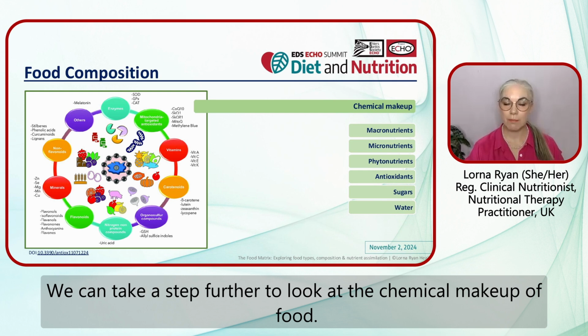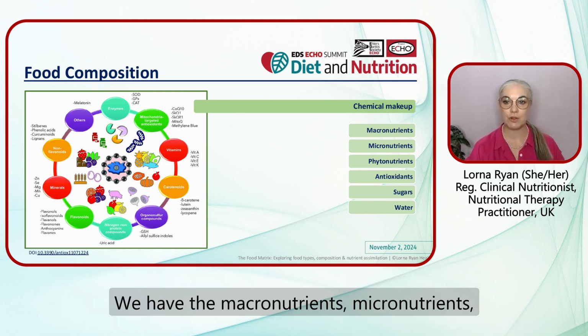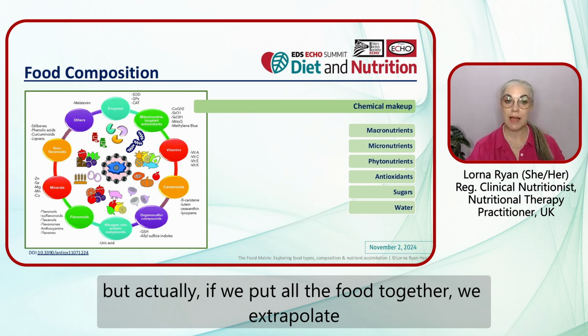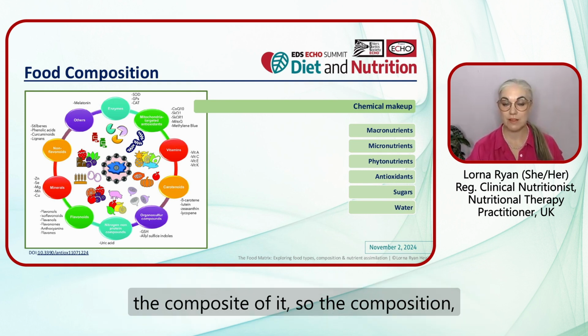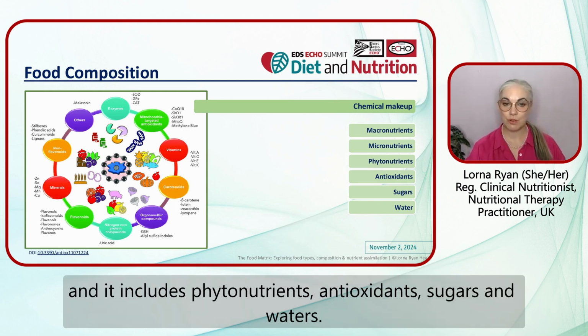We can take a step further to look at the chemical makeup of food. So we have the macronutrients, micronutrients. But actually, if we put all the food together, we extrapolate the composite of it, so the composition. And it includes phytonutrients or antioxidants, sugars, and waters.